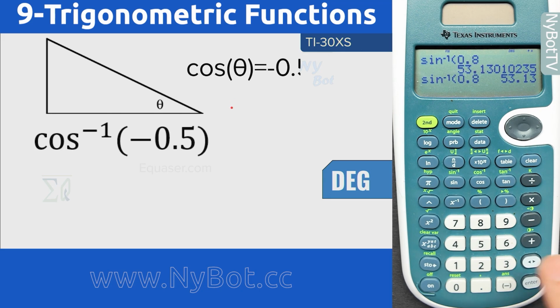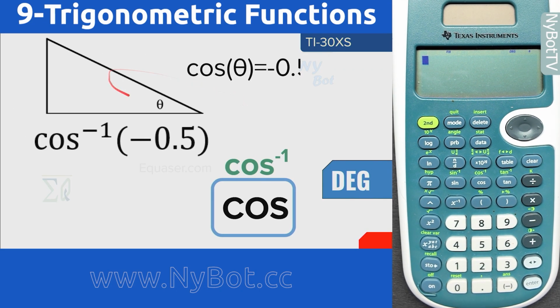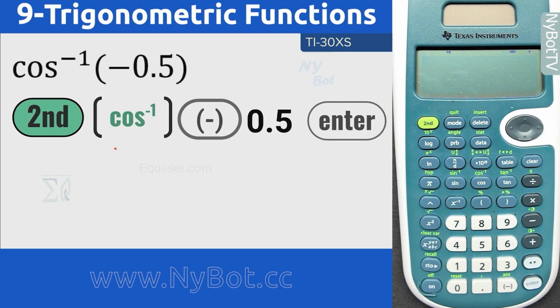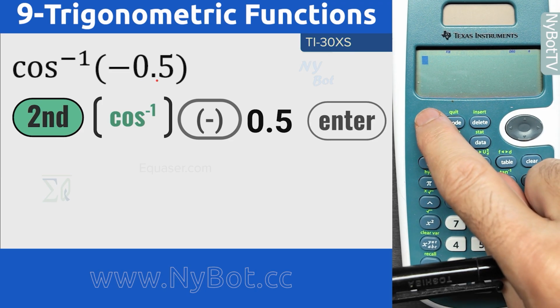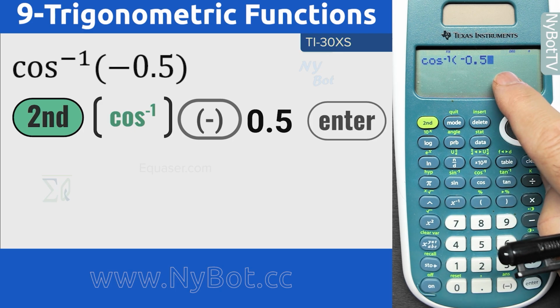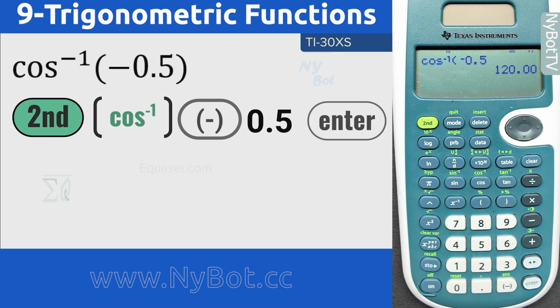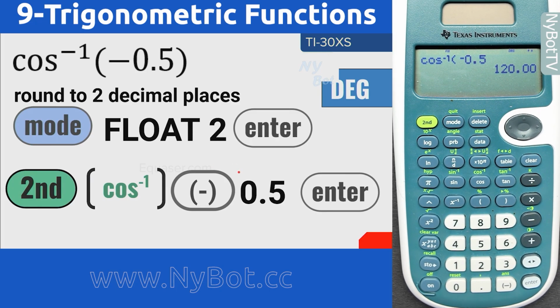And let's say cosine of the same thing. If we want to do it for cosine, we use the second function with cos, which is in here, and we do it like this. So we press second function cos, that's cos inverse. For minus we press this button and then 0.5 and enter. That's the answer, and it has been rounded to 2 decimal places, the same as before.